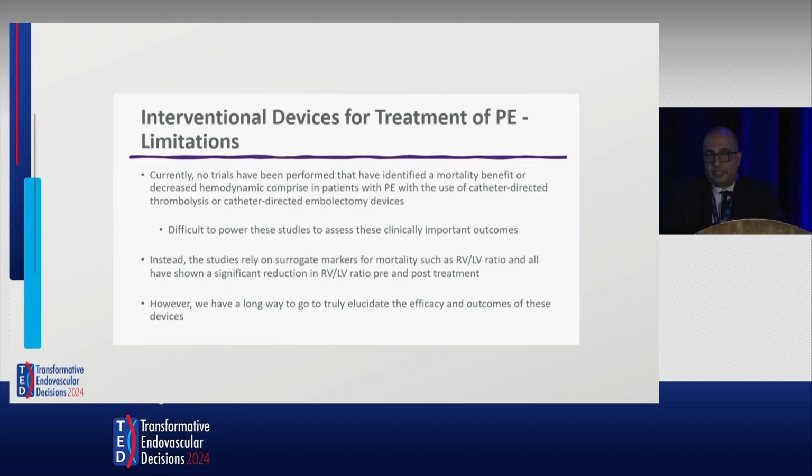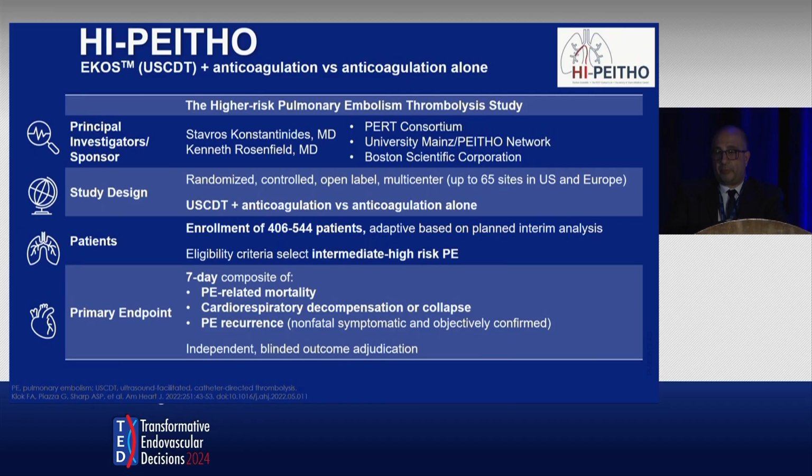We have to note here that currently the interventional devices, the trials, they didn't show any mortality benefit. We don't have trials that showed mortality benefit. Instead, the studies relied on surrogate markers for mortality, such as the RV-LV ratio and significant reduction in the RV-LV ratio. So what's in the pipeline?